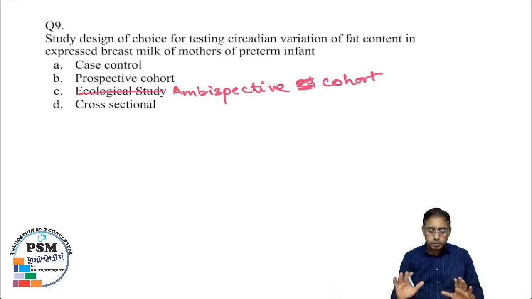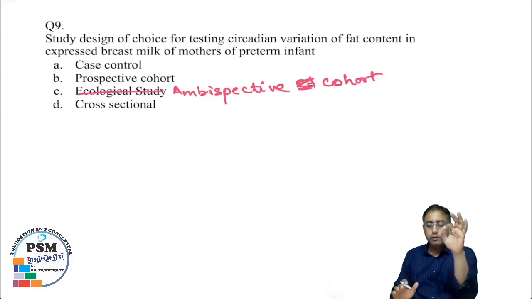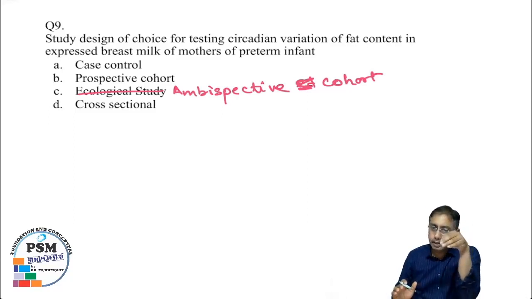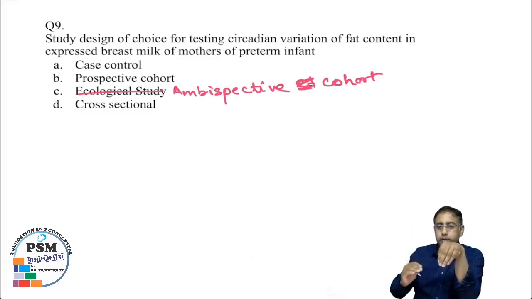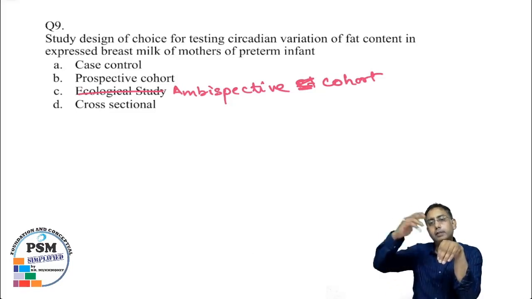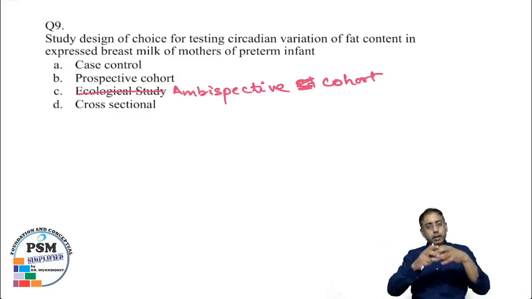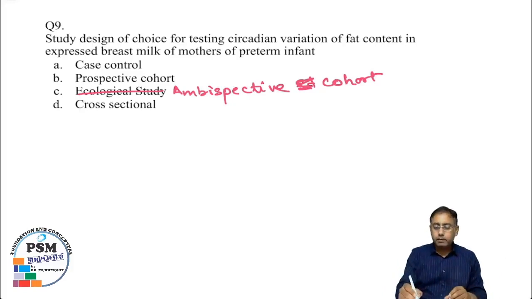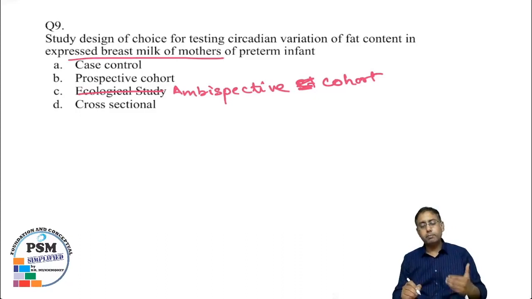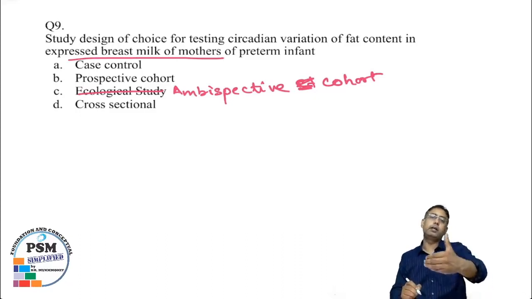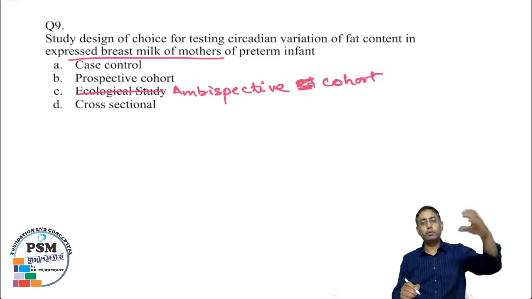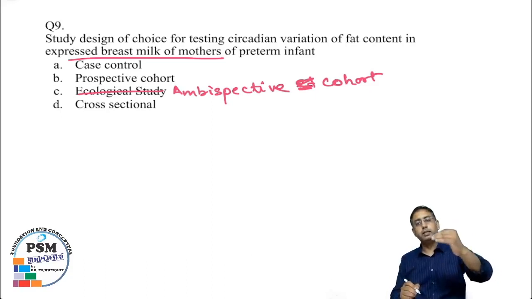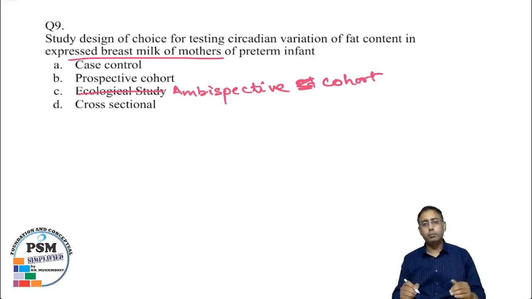But now, what is this question? Study design of choice for circadian variation of fat content. So you are checking a mother morning, evening. You are checking a mother next day morning, evening. So you're checking 100 mothers in morning, you're checking 100 mothers in evening. Circadian variation of fat content in the expressed breast milk of mothers of preterm infants with their age. So within first month, what was their fat content morning, evening? Second month, what was their fat content morning, evening?